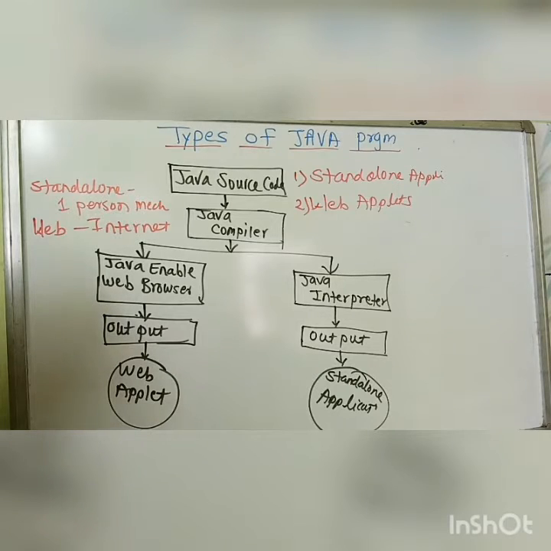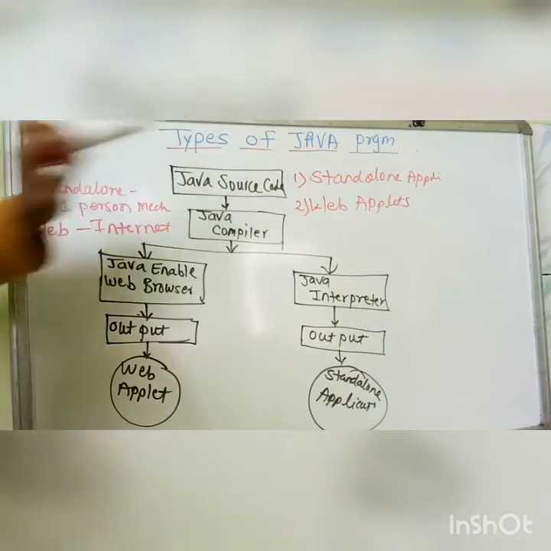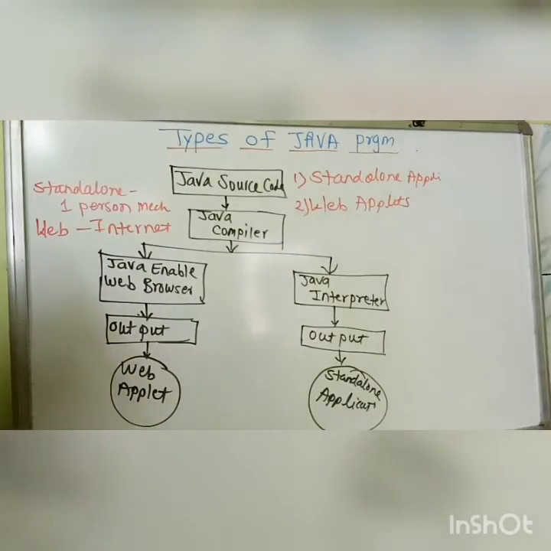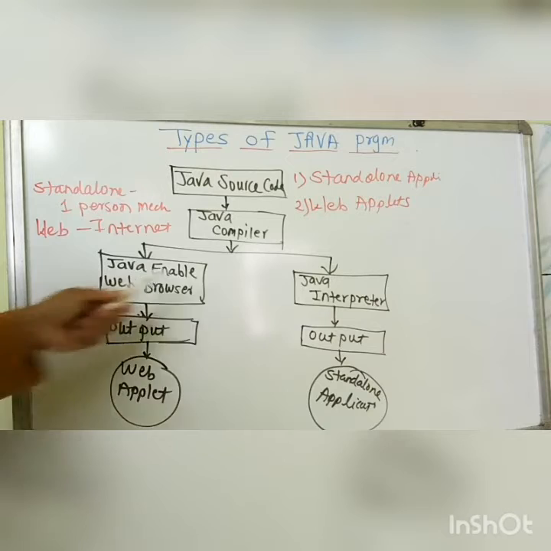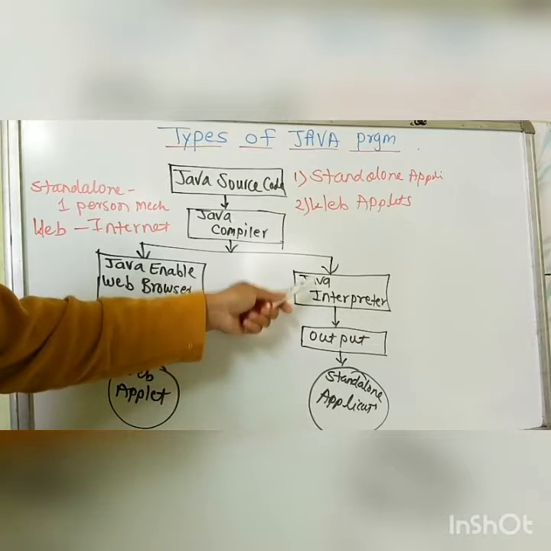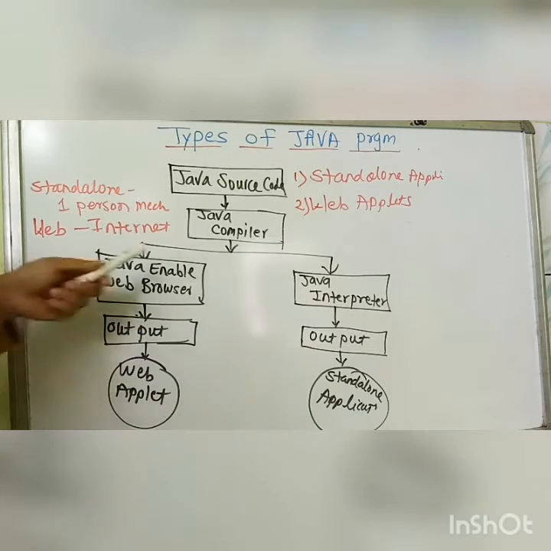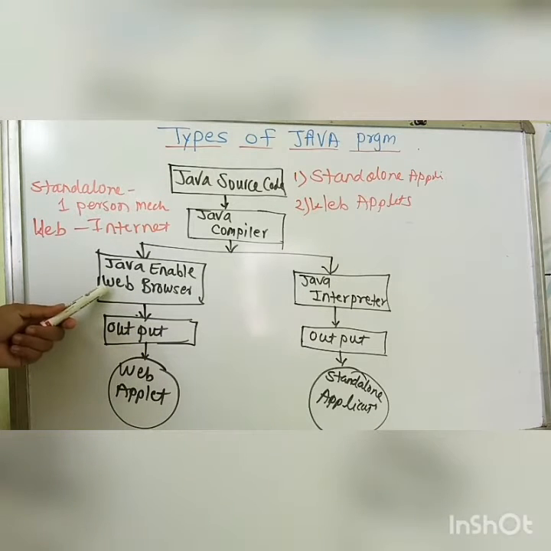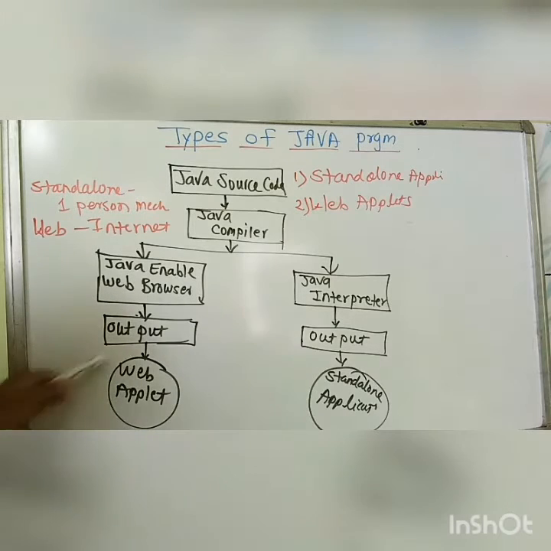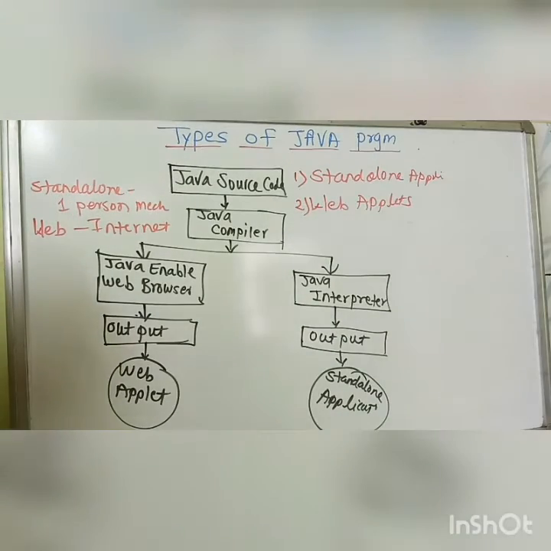For the standalone, first of all we will see the flow. First we type the Java source code, then pass it to the Java compiler. Then it is compiled and executed by the Java interpreter, meaning it is a simple application, then output is given and it is known as a standalone application. But if it is run through a Java enabled web browser, then it is known as a web based application and output is given, and it is nothing but the web applet of our Java system.